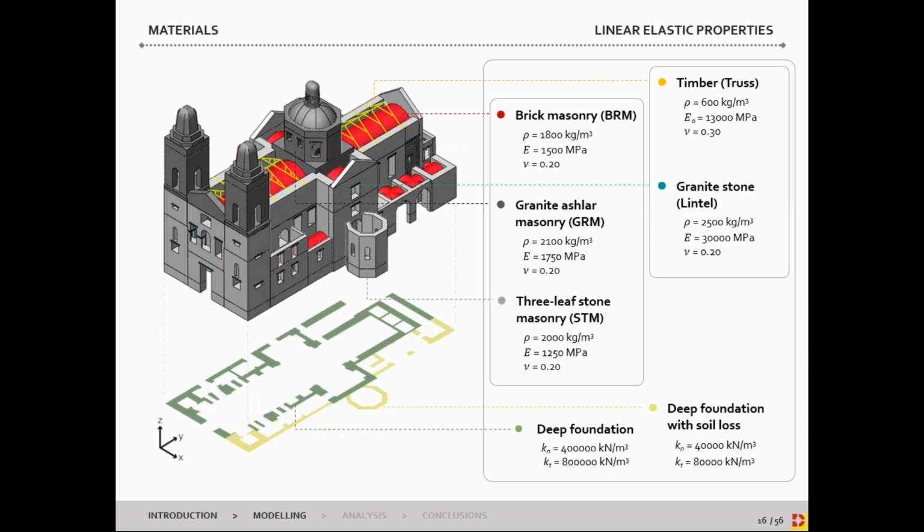Initially, the mechanical properties were estimated based on literature, such as the Italian code, or based on experimental tests for similar materials or cases. This block of masonry, brick, granite, ashlar, and 3-leaf stone masonry, would be then considered to have non-linear range for later analysis, while the timber and the granite stone will always be considered in the linear range.